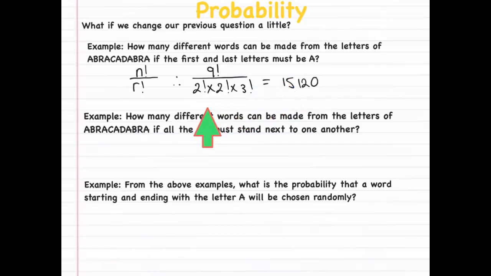Now, let's change the question again. How many different words can be made from the letters of abracadabra if all the A's must stand next to one another?